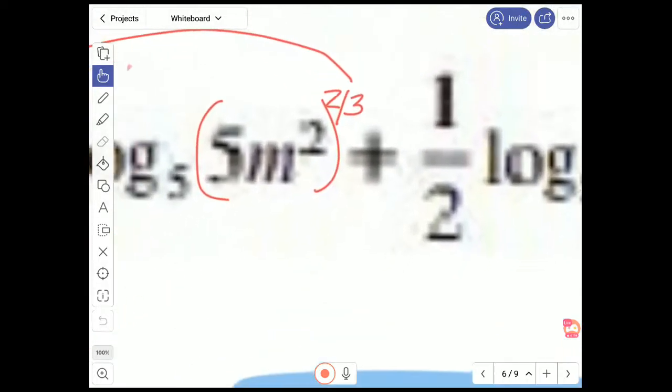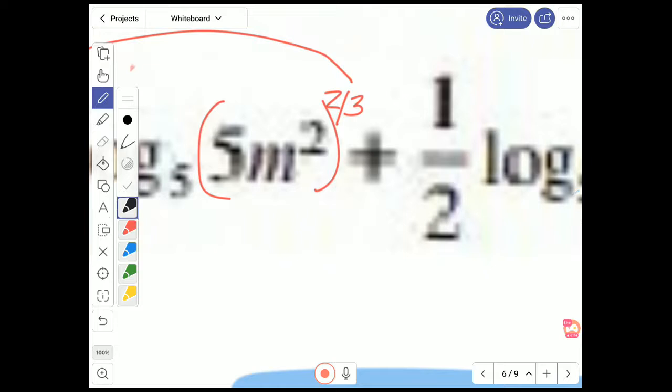So remember, when I have exponents on the outside, I need to distribute them in. I need to multiply them times all the exponents on the inside. Well, there's a 1 here with that 5. So that becomes 5 to the 2/3 power. And then m squared to the 2/3 power is m to the 4/3.